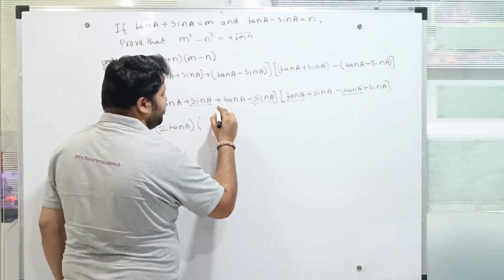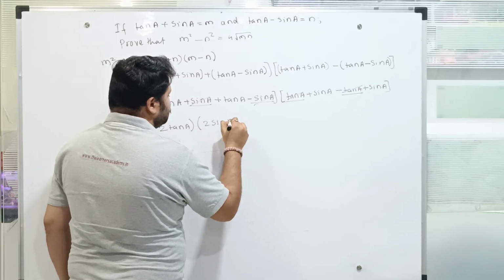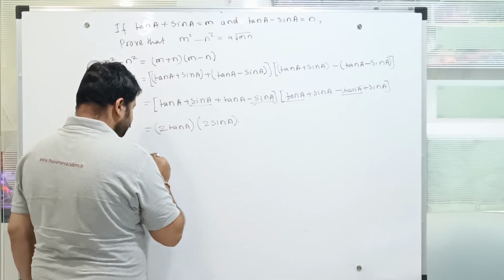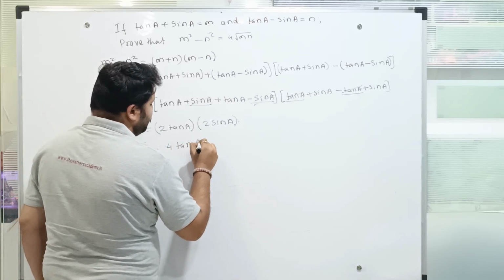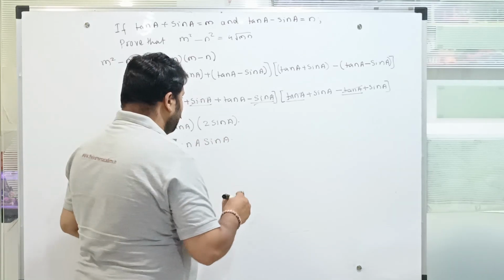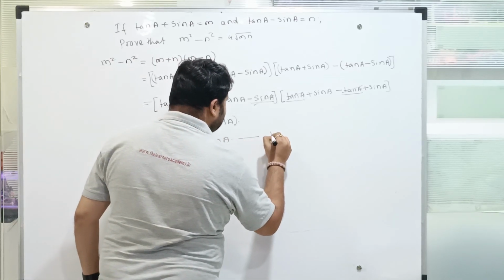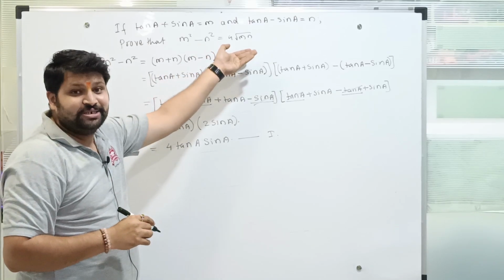multiplied by 2 sin A, giving me 4 tan A sin A. I will consider this as my first statement. Now let's see the right hand side here.